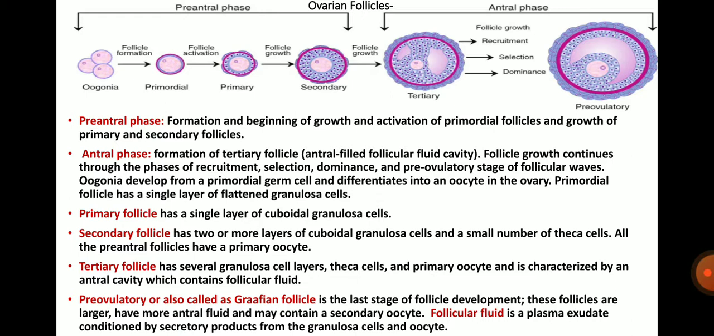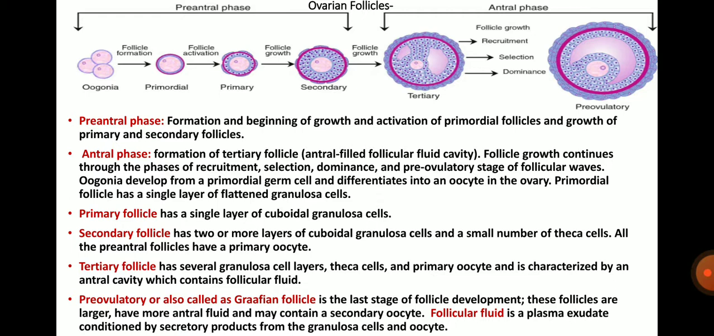At its most mature stage, when it is called a vesicular or Graafian follicle, the follicle bulges from the surface of the ovary. Fine. Here, the secondary follicle has two or more layers of cuboidal granulosa cells and a small number of theca cells. All the pre-antral follicles have a primary oocyte that is diploid in number. Then the tertiary follicle has several granulosa cell layers, theca cells, and primary oocyte and is characterized by an antral cavity which contains follicular fluid.